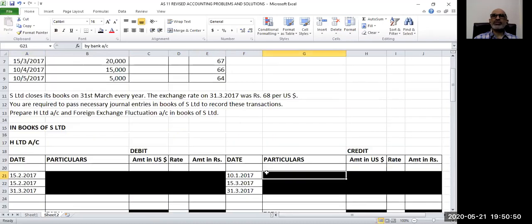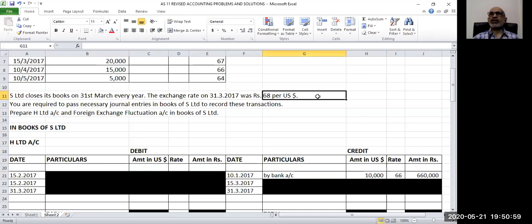So on 10th of Jan, we have passed the entry bank account debit to H Limited account. $10,000 are received. 66 rupees is the rate of conversion. 6,60,000 is the amount received.